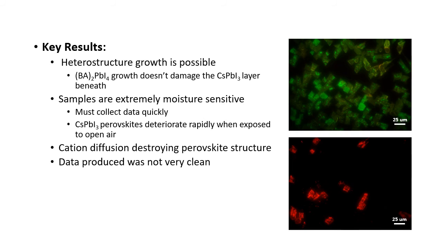If you look here on the right, we have two images. The top image is our sample excited under blue light, in which it glows green. The green is primarily the butyl ammonium lead iodide, and then you see little bits of orange peeking through, which is the cesium lead iodide. On the bottom image, this is our sample excited under green light, and the red glow is the cesium lead iodide. Unfortunately, as you can see here, much of it has deteriorated before I was able to take this picture.